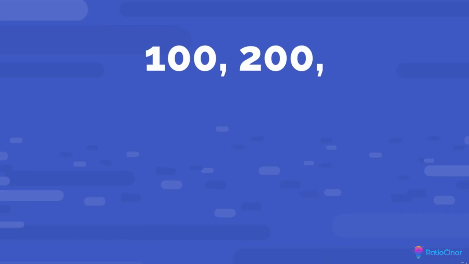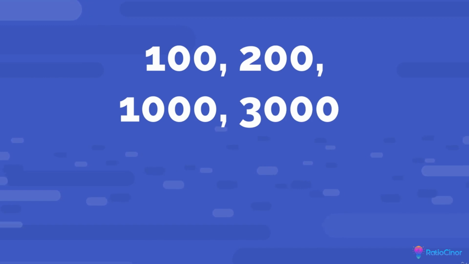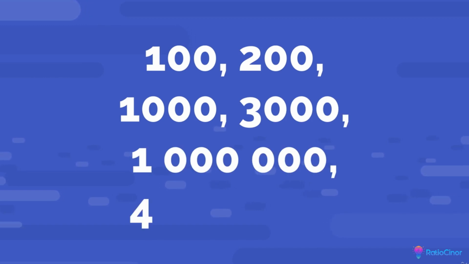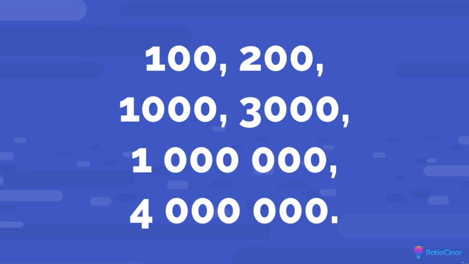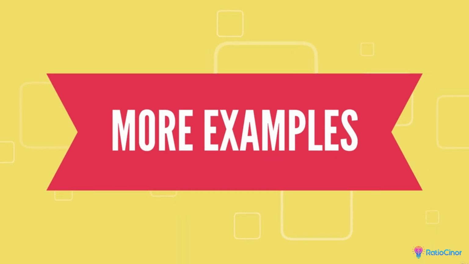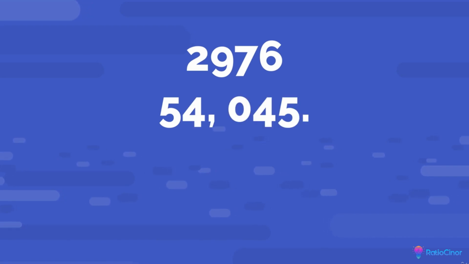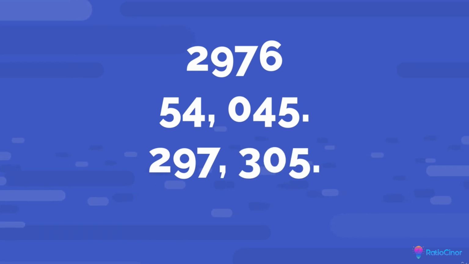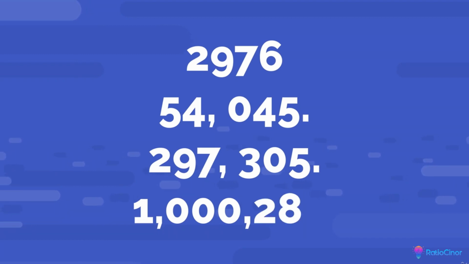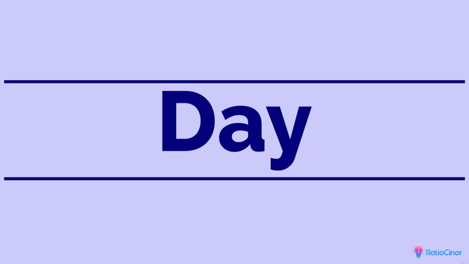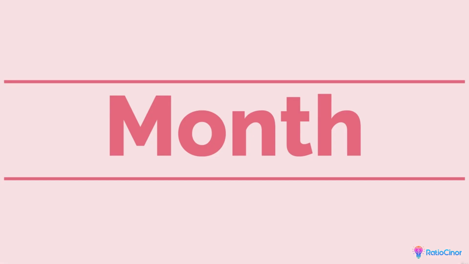100, 200, 1,000, 3,000, 1 million, 4 million. More examples: 2,976, 54,045, 297,305, 1,283,000. The calendar. Day, week, month, year.